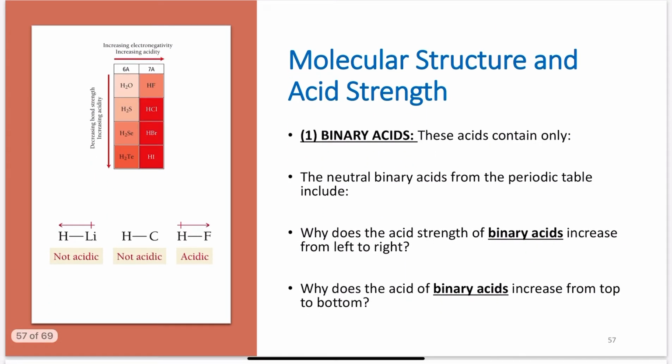So molecular structure and acid strength. Again, we see here, we increase in acidity as we go down and as we go across. These 3 here are our strong acids, and that is because of charge delocalization. Well, it's 2 reasons actually. It's because of charge delocalization and electronegativity.